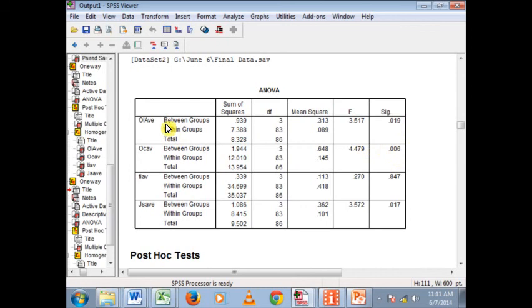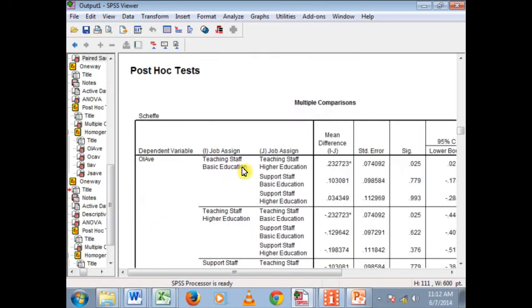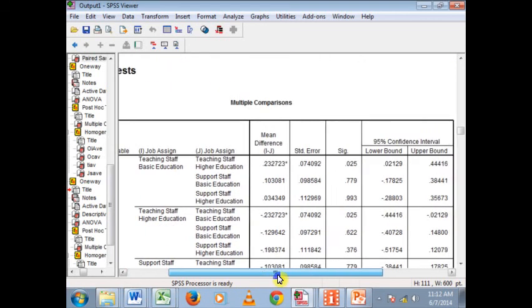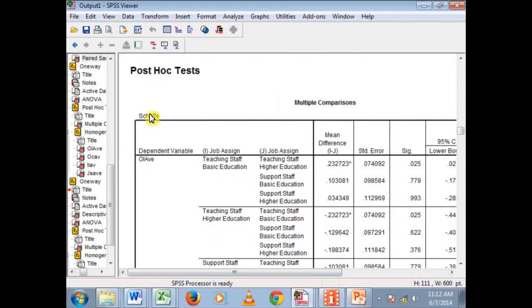We said that in the organizational identity, there seemed to be a significant difference between the four groups: teaching staff, non-teaching staff, of both higher education and basic education. But you cannot detect where the difference lies. In other words, it is good for us to look at the post hoc because it will also tell us where the difference lies. And usually the most common one is the Scheffe test.